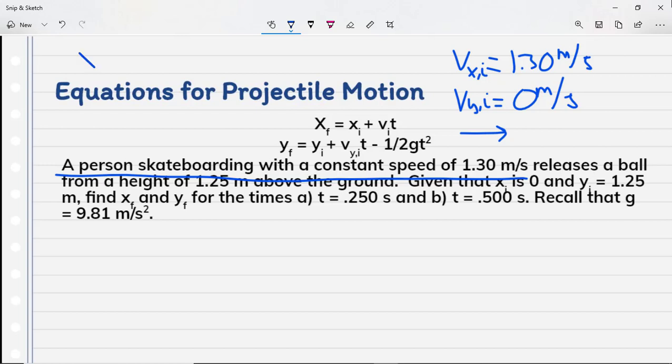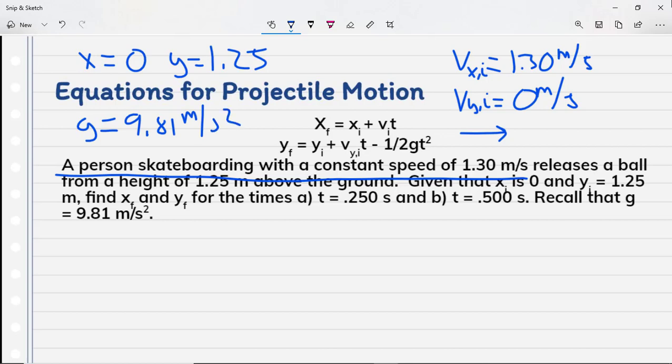We're also given that x is equal to 0, y is equal to 1.25. We're given two values for time, and we're also given gravity. So we should be able to plug in and solve for the final position of x and the final position of y. So let's start with part A.